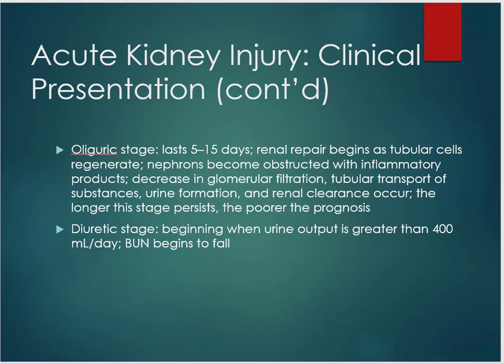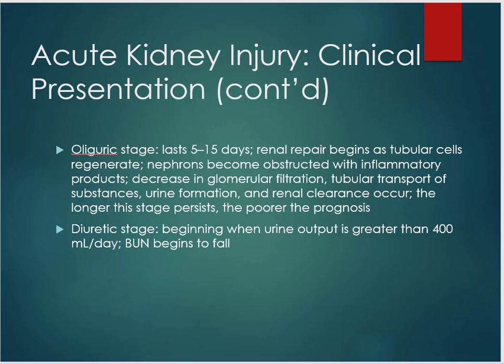On clinical presentation, the oliguric stage can last anywhere from 5 to 15 days. And during this time, renal repair has started. With the regeneration of tubular cells, the nephrons may become obstructed with the debris of inflammatory products. You may have decreased glomerular filtration. The longer this process continues, the poorer the prognosis.